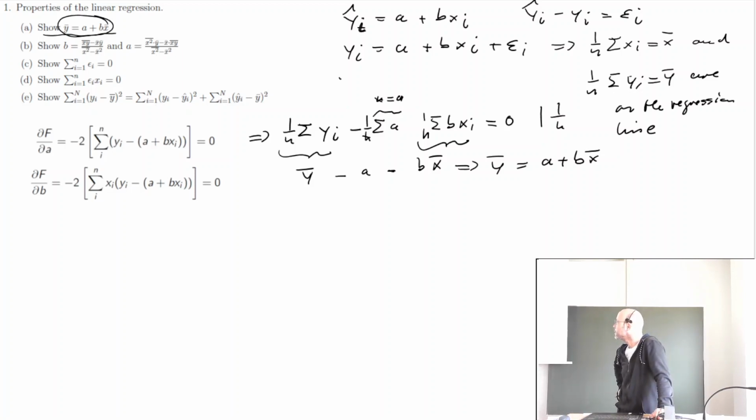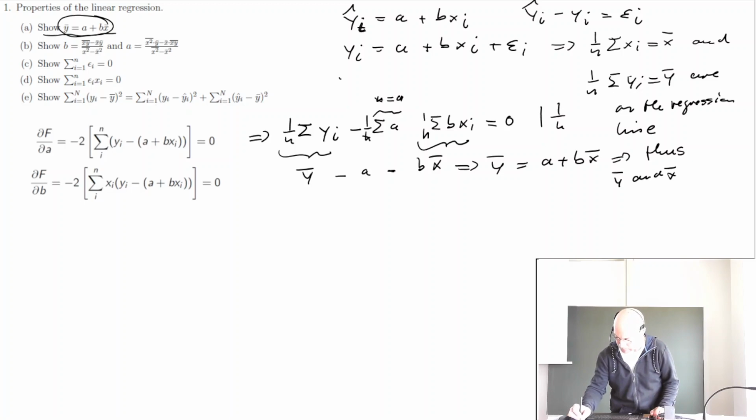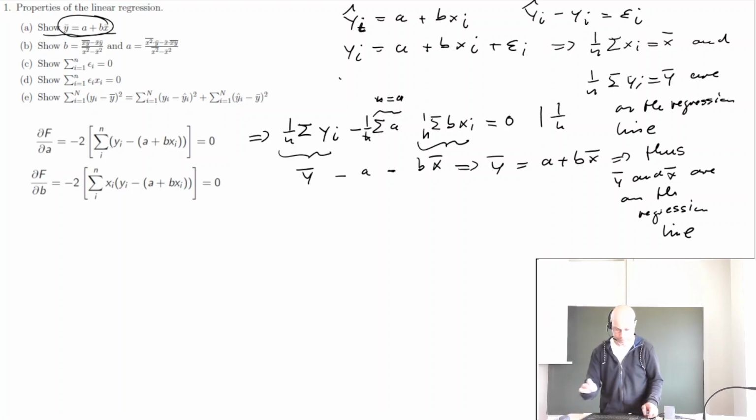So this just means that the means of x and y are lying on the regression line. So thus y bar and x bar are on the regression line. So this is then A.